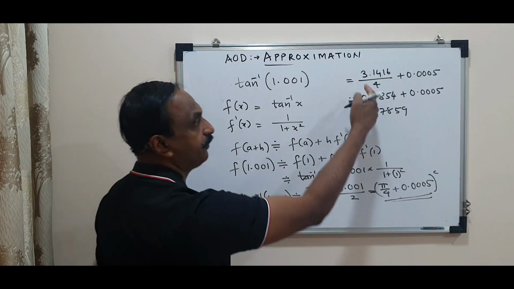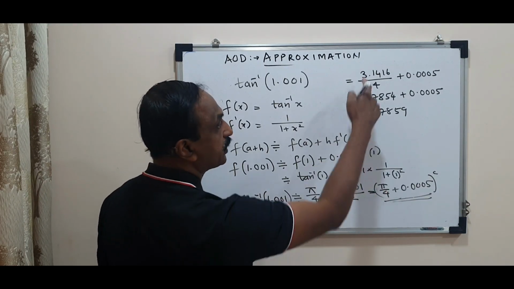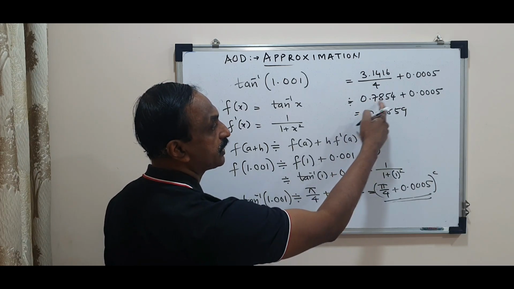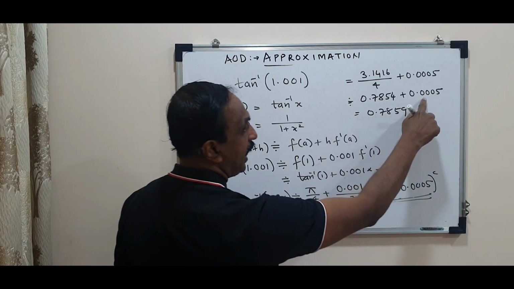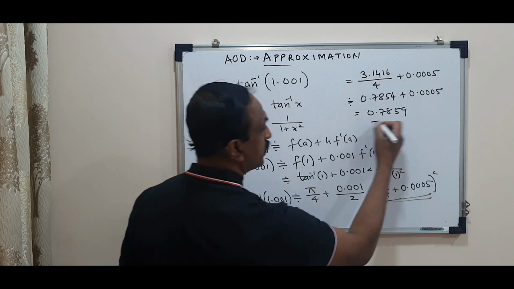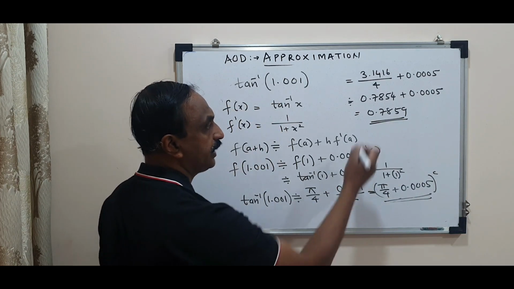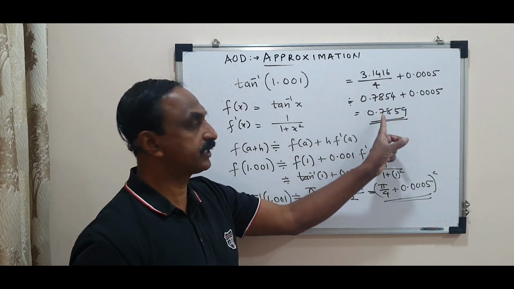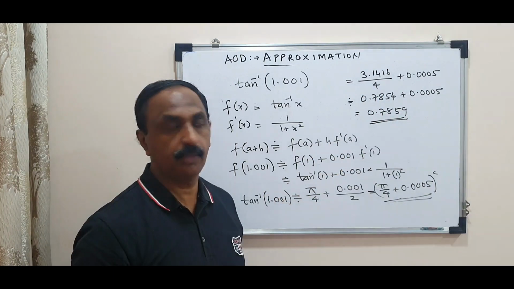In radians. Further, pi is 3.1416 divided by 4 will give you 0.7854. Then add 0.0005 to it, and this is your final answer. Since the textbook is giving you the decimal value, you also convert it into decimal value and write the answer in decimal form.